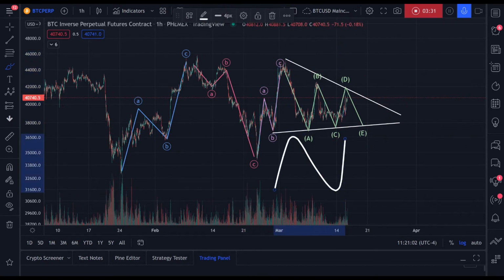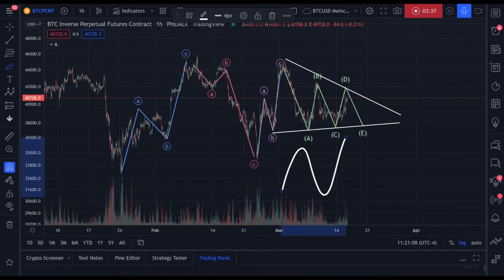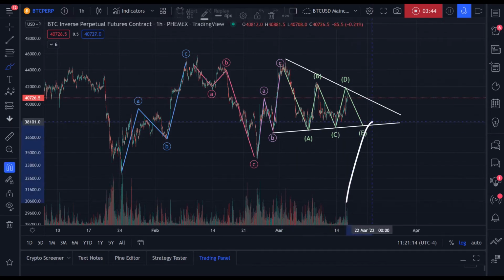ABC corrections, even non-Elliottians frequently refer to these flat corrections, running flats, expanded flats, all kinds of different flat corrections, okay? Then zigzag corrections, 5-through-5 corrections, okay? That's the second type. And zigzag corrections are less common than the flat corrections. Usually you see a flat correction.